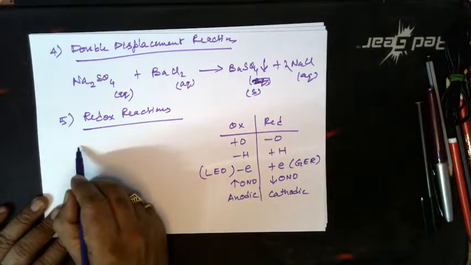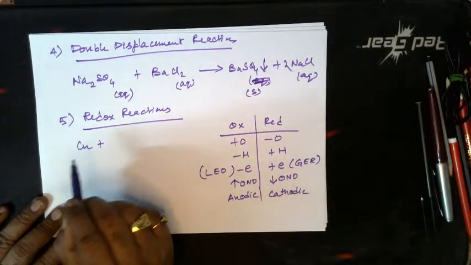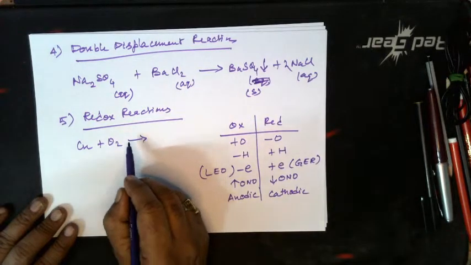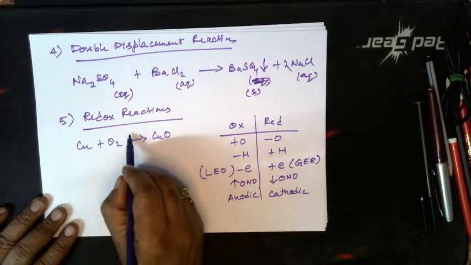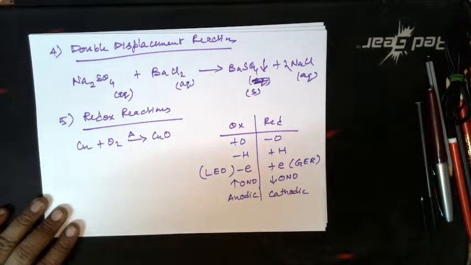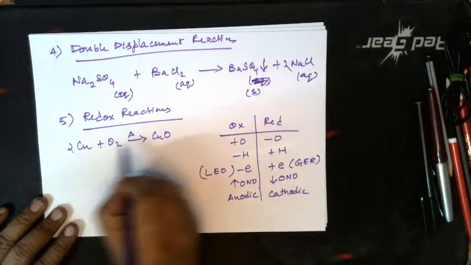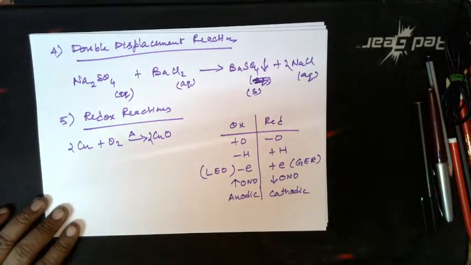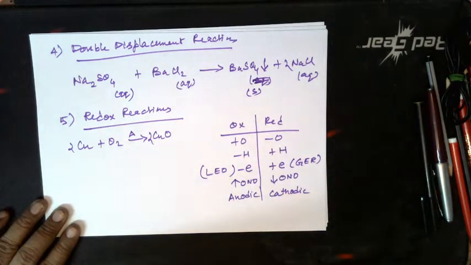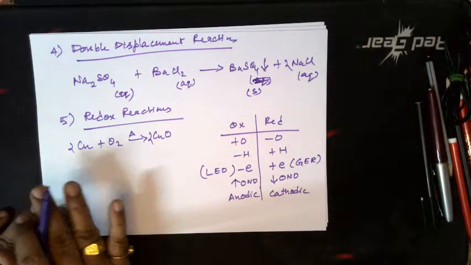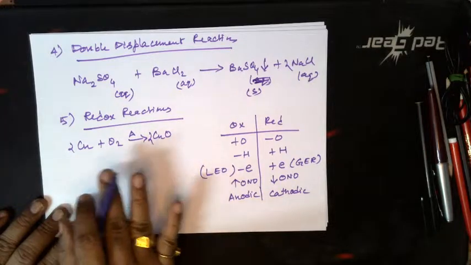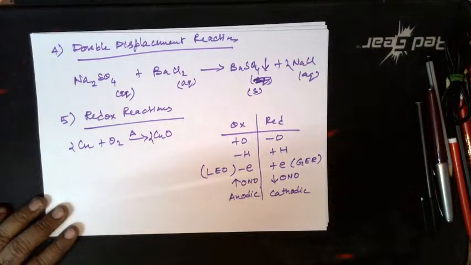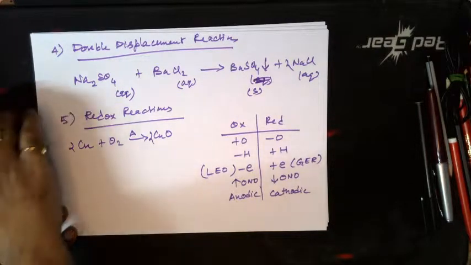Now let us have copper plus oxygen gives copper oxide when it is heated. Okay, so you are able to get 2 moles of copper and 1 mole of oxygen, so that you are able to get 2 moles of copper oxide. Now we must justify whether it is a reduction or oxidation. In fact, both of them will take place simultaneously. That's why they are called redox reactions. You just check it up here.